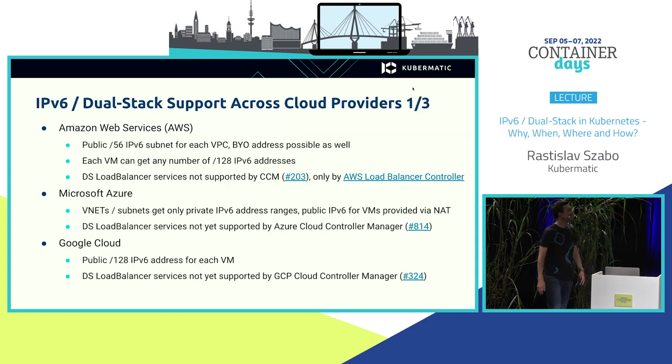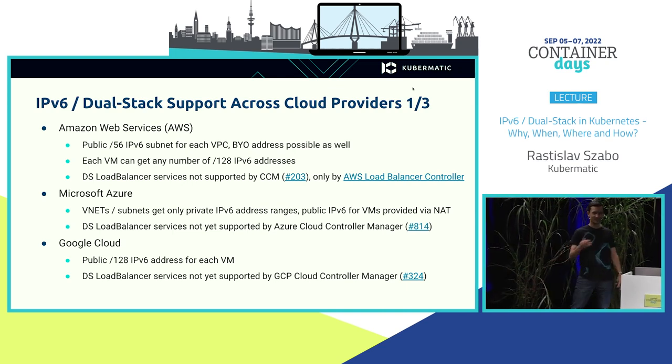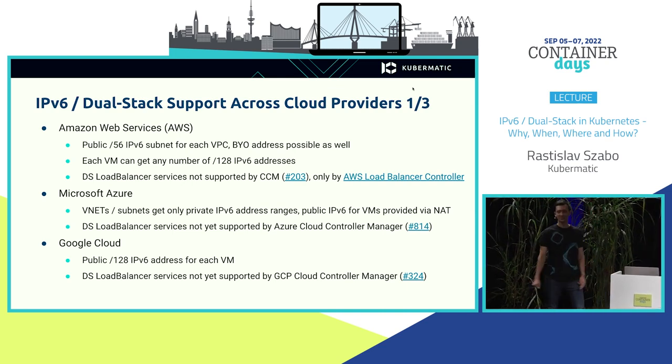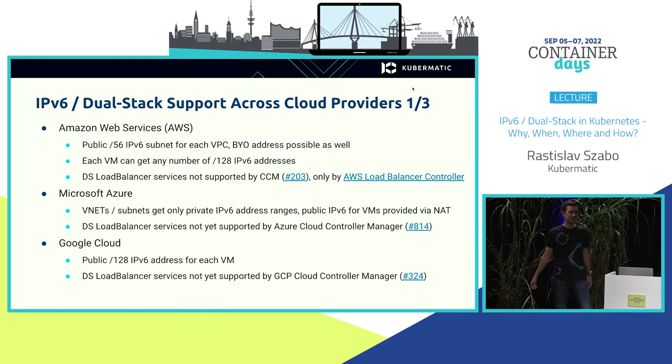Okay, and to conclude the description, I would like to describe the current state of IPv6 and dual stack across some cloud providers. So let me start with the largest ones. In case of AWS, each VM can get a /128 IPv6 address from your VPC. The public IP addresses are provided by AWS, and you can also bring your own IPv6 address range if you want.